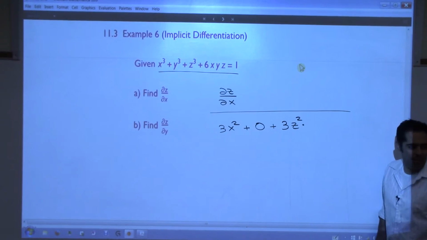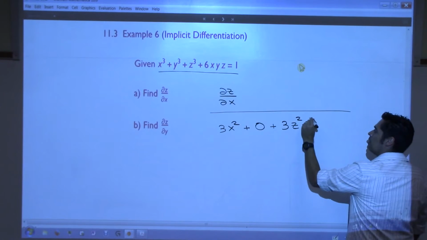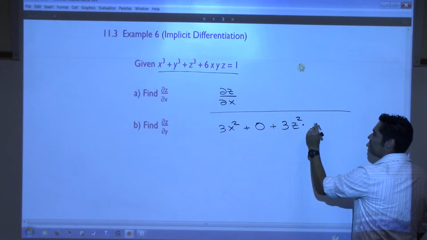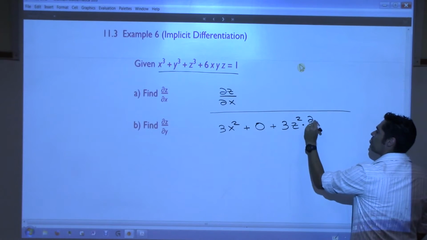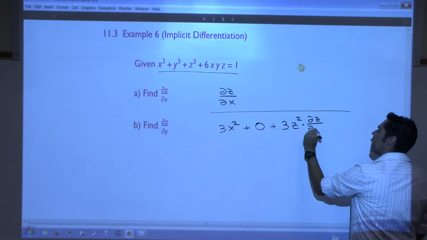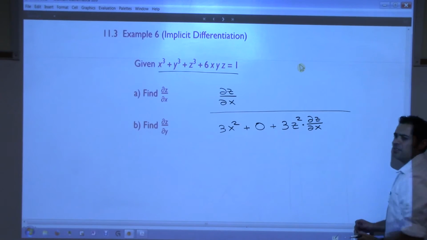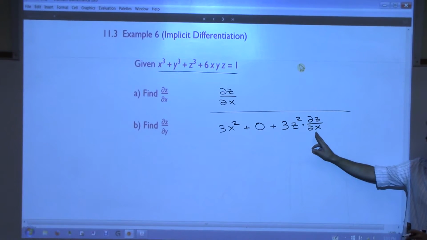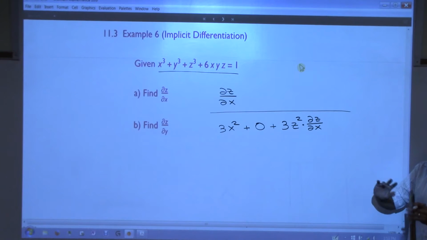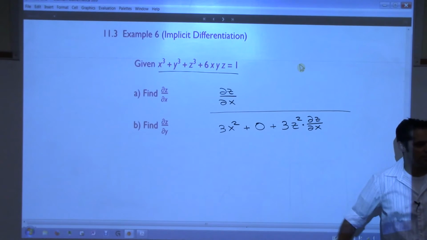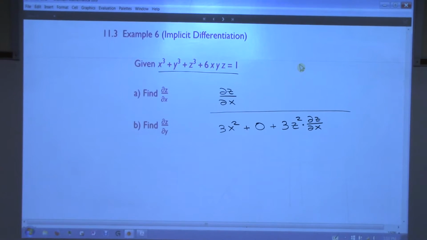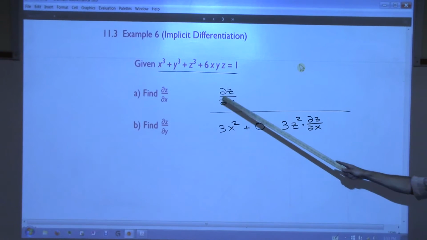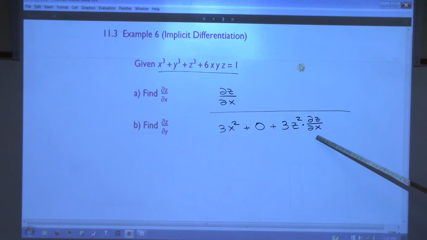times z prime, which now we're going to write, instead of z prime, we can't get away from it now, partial of z with respect to x. See, this is the z prime. But we need to be specific now because we have more than just one variable. We have x and y. It was kind of easy to just write y prime before because there was no confusion. Now we need to be a little more specific. Any questions on that? That's the derivative of z cubed.